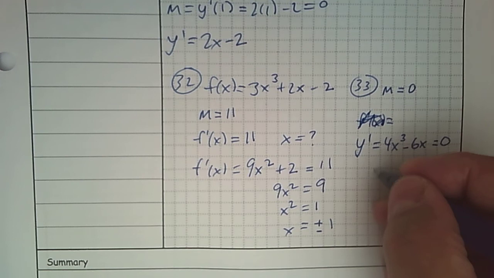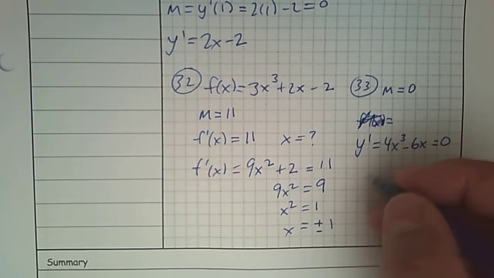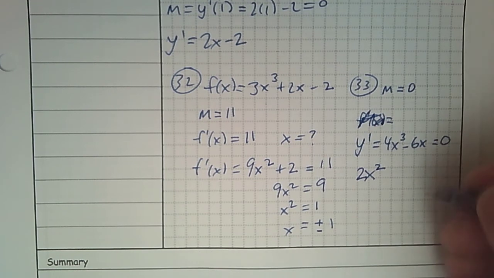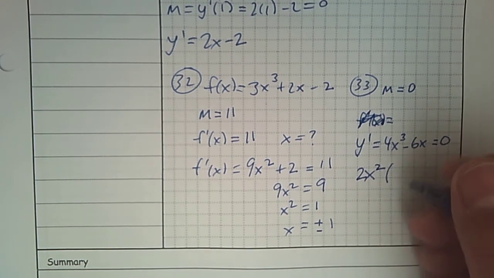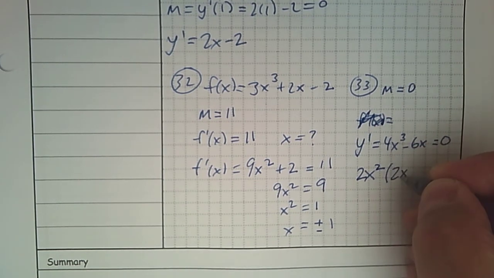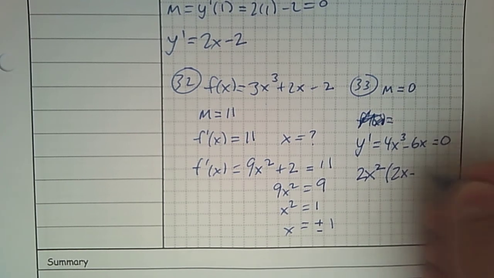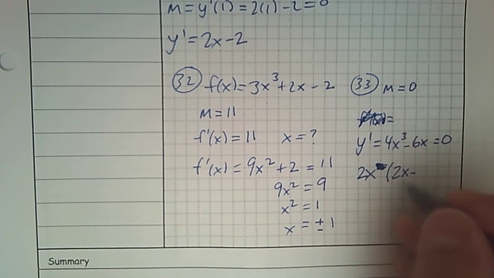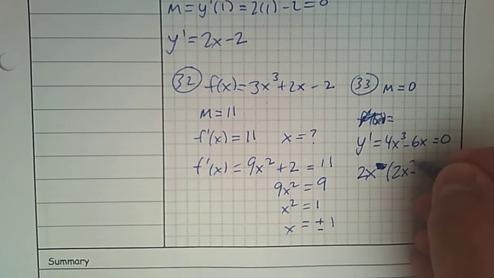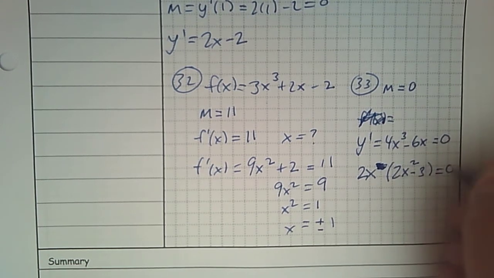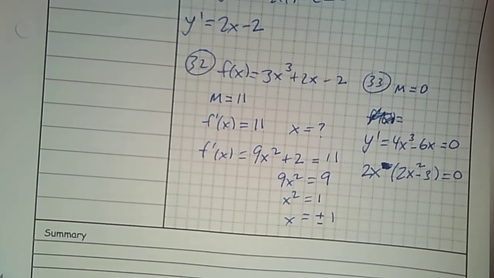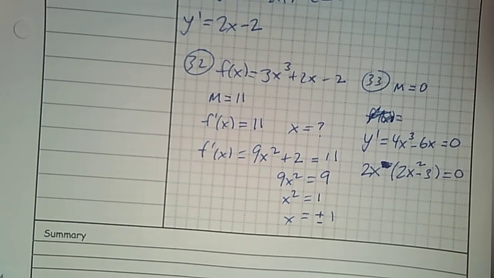So to solve this, I'm going to factor out a 2 and an x. If I take out a 2 and an x, that's the greatest common factor. That leaves me with 2x squared minus 3 equals 0. So when you factor out the 2x, take each factor now equal to 0 and solve it.